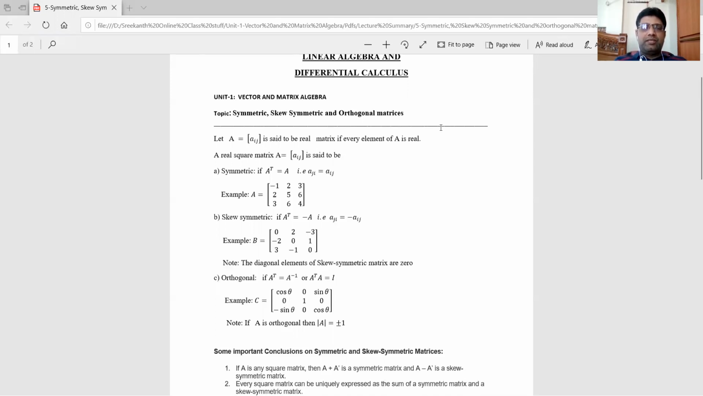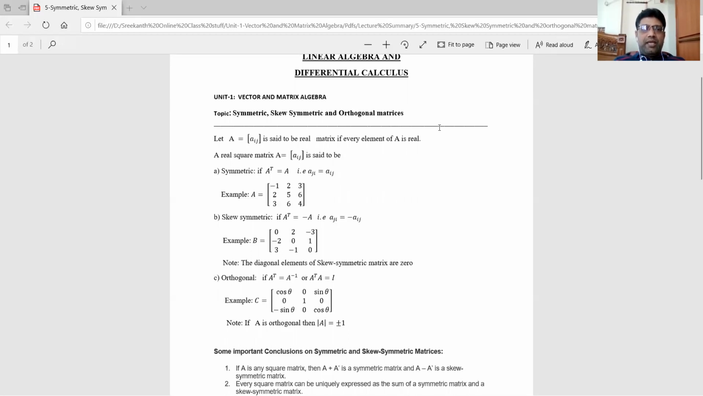Now we are going to see the definition of these three matrices and some properties of these matrices also. Okay. Now, coming to the definition of real matrix.